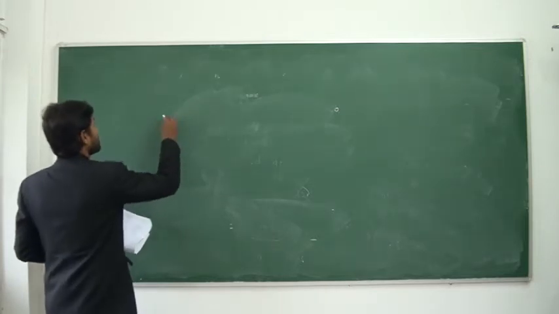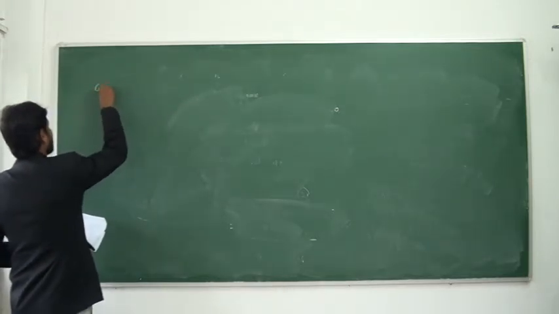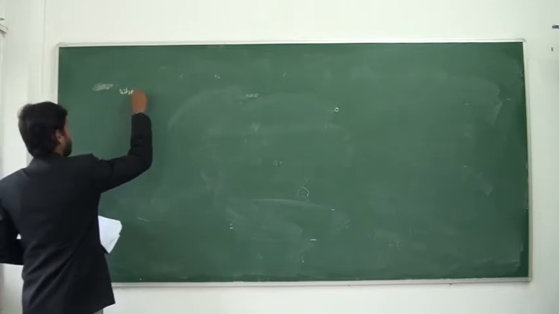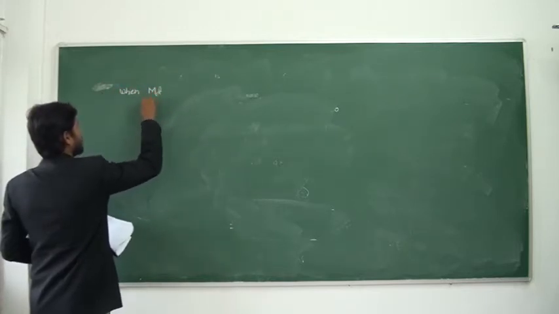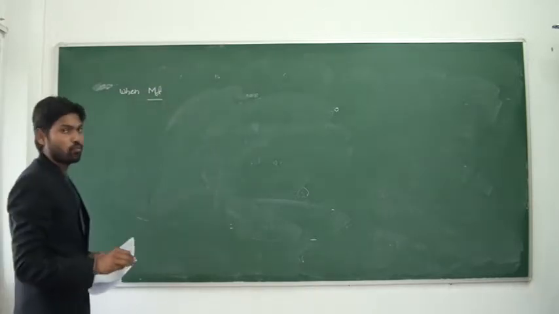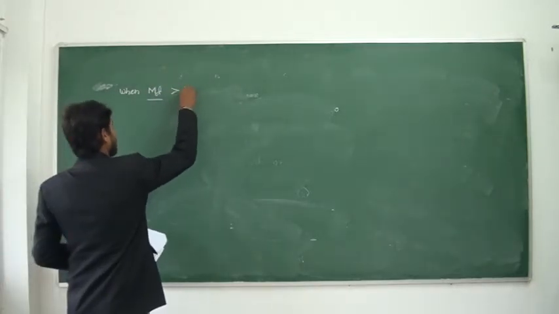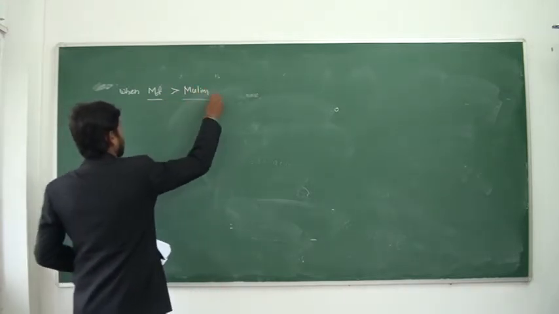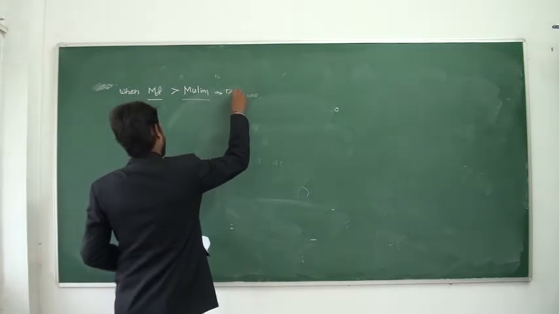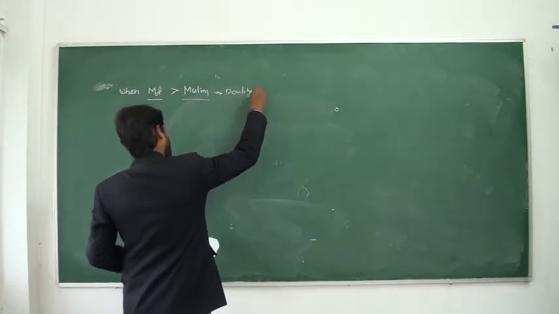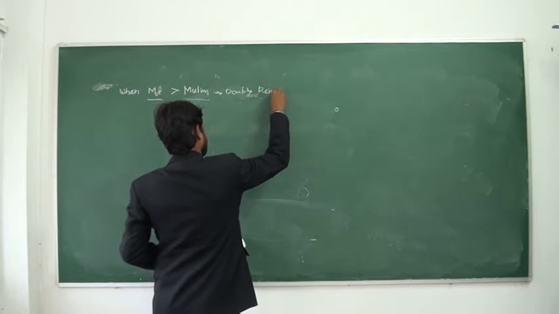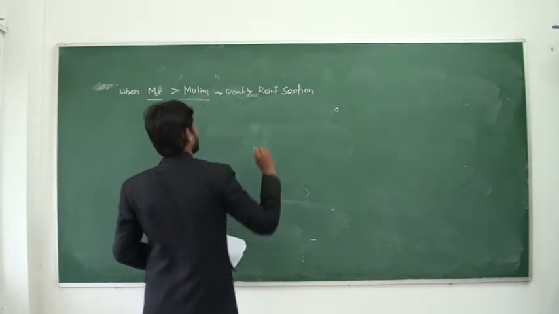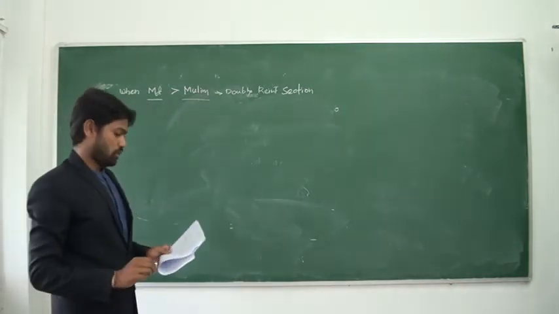So when will we provide the doubly reinforced section? When MD, the design bending moment, or you can see it as the factored bending moment, MD is greater than MU limit, you have to provide a doubly reinforced section. So to provide a doubly reinforced section.